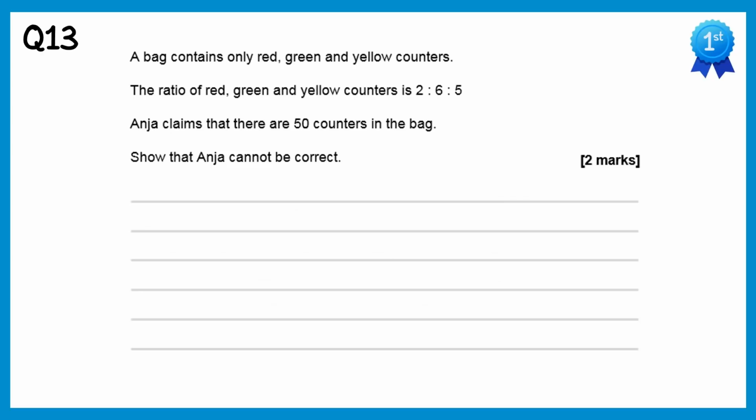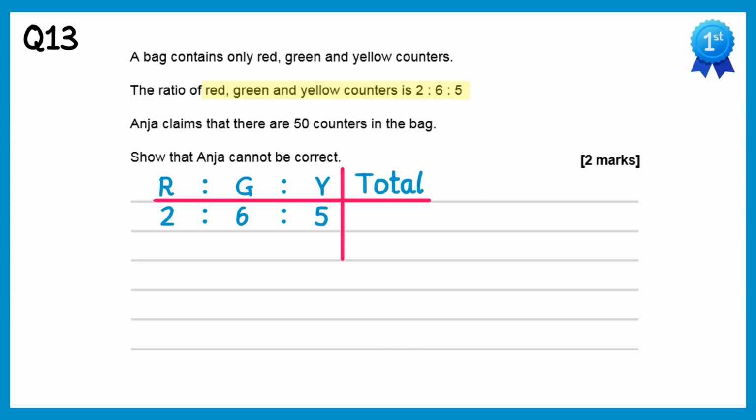For this question, we have red, green and yellow counters in the ratio 2 to 6 to 5, so we'll write that down first of all. If we then create a table and a total column, if we add the parts for the ratio, 2 add 6, add 5, we get 13 parts.